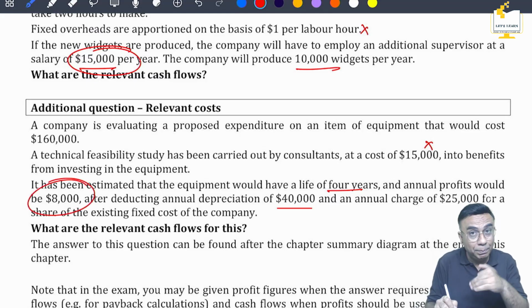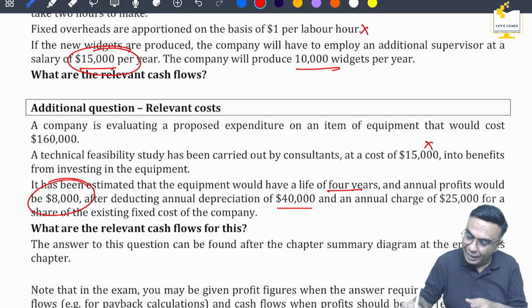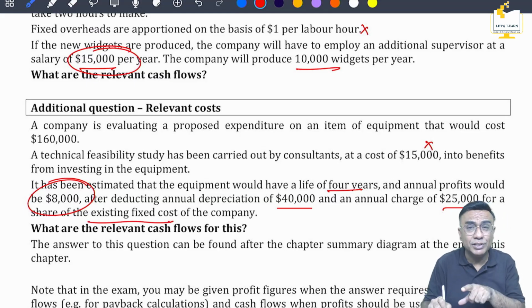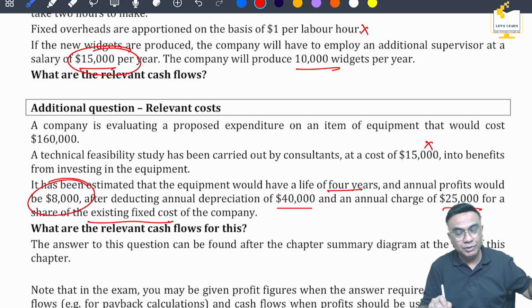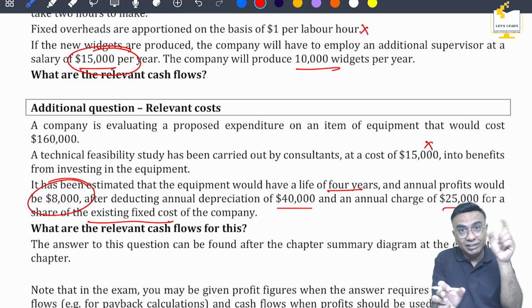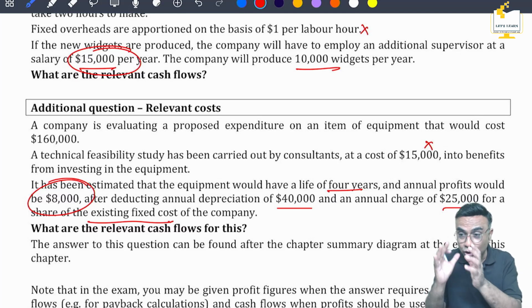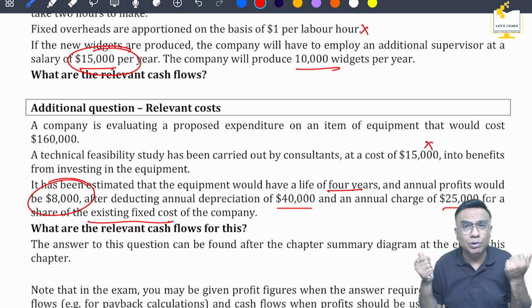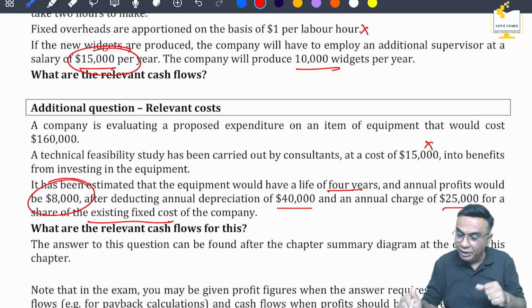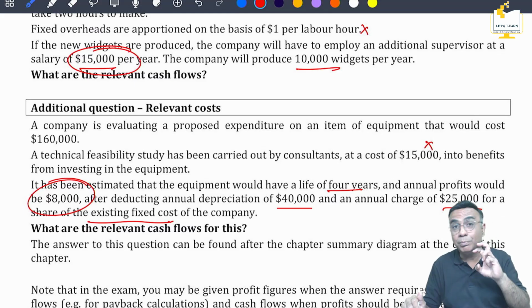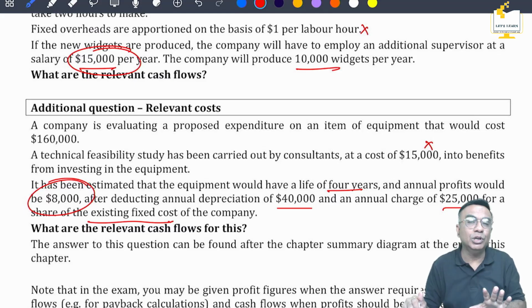So 8,000 plus 40,000. There is an annual charge of 25,000 for the share of existing fixed cost, not because of this project. Already there is a fixed cost which the company is incurring, and this particular new project is going to share that. Now understand, this sharing, this allocation is something which is non-cash. Because of this project there is no additional cash outflow. Understand? So this 25,000 is also an allocation of fixed cost, or we can say apportionment of fixed cost, which you have to ignore.